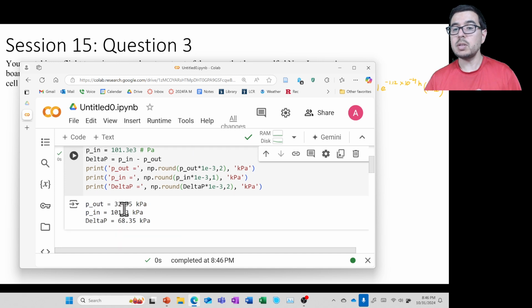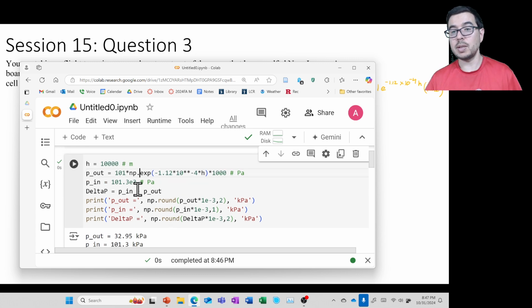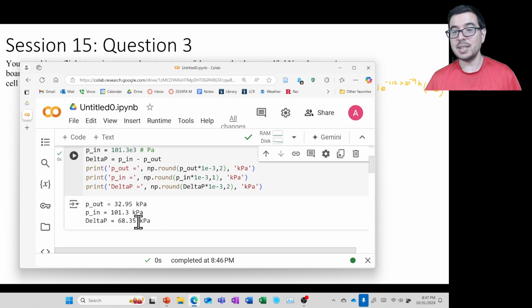So the outside absolute pressure is about 33 kilopascals. The inside absolute pressure is 1 atmosphere, which is what we specified, so it's just spitting out the same exact thing. And the delta P, the gauge pressure, is about 68 kilopascals.